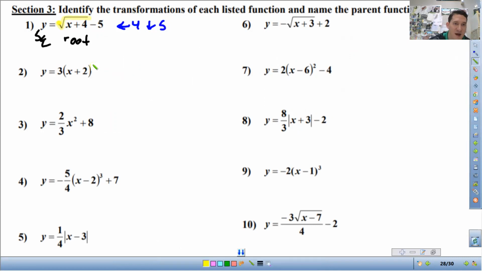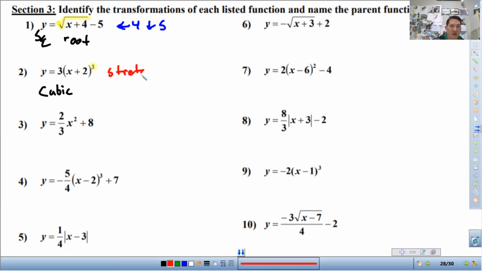This next one below it has a cube. So that is the cubic function. The 3 out in front is going to be a stretch. And then the +2 is in parentheses, so that's going to be 2 to the left.